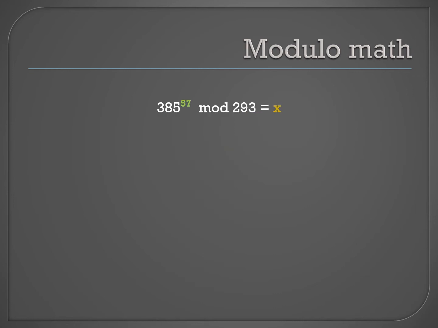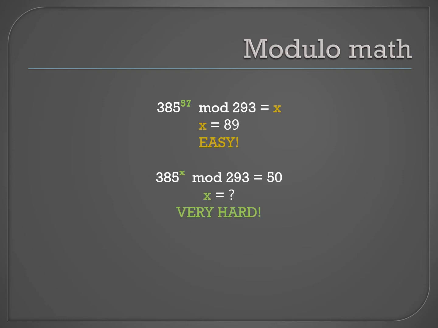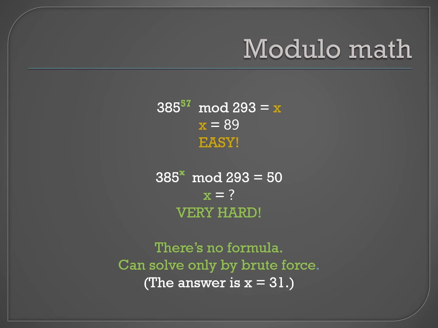So let's take a look at this problem. If you want to solve it, it's pretty straightforward. You can do this with an ordinary calculator. But if we have x as the exponent, this is very hard to solve. And you can only do it by brute force, by trying every possible method. Now this fact is the cornerstone of modern cryptography. By the way, the answer is 31.